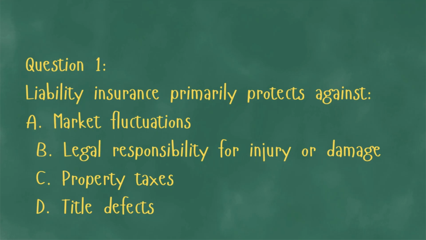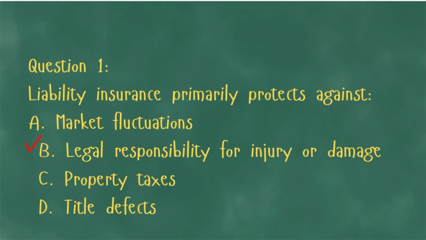Question number 1. Liability insurance primarily protects against A. Market fluctuations, B. Legal responsibility for injury or damage, C. Property taxes, D. Title defects. The answer is B. Legal responsibility for injury or damage.